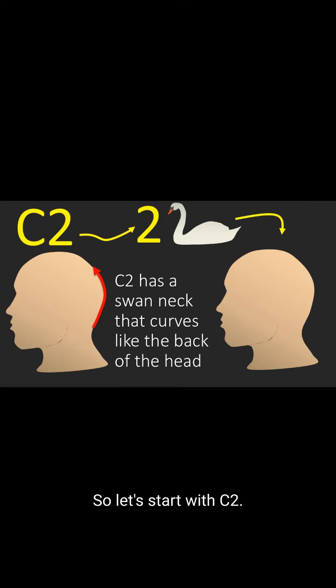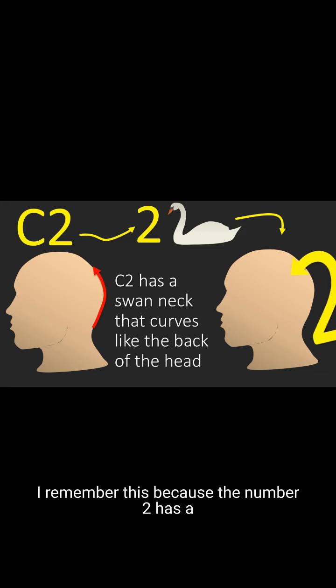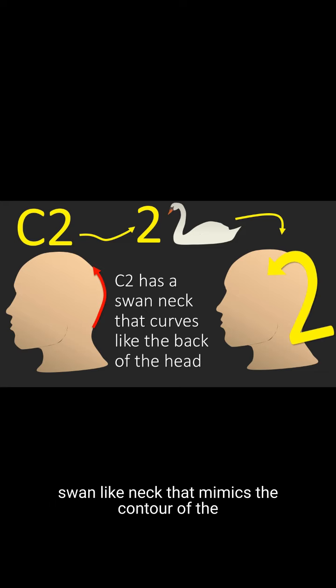So let's start with C2. C2 predominantly radiates along the dorsal aspect of the scalp because it supplies the greater occipital nerve. I remember this because the number 2 has a swan-like neck that mimics the contour of the back of the head and the C2 distribution.